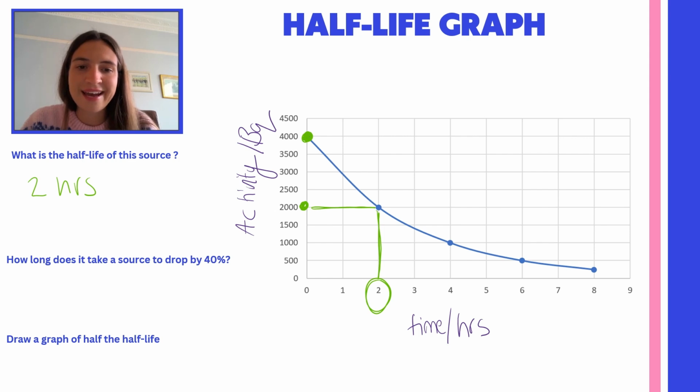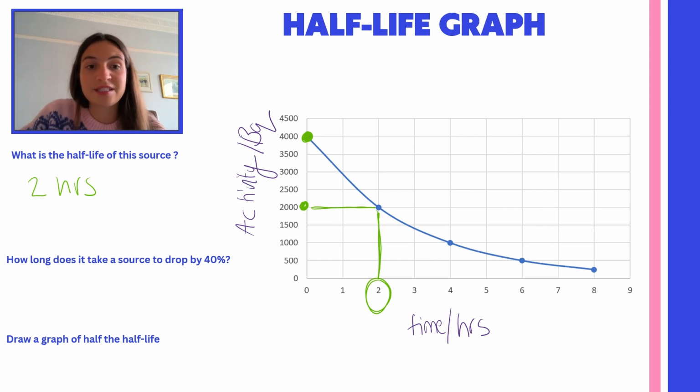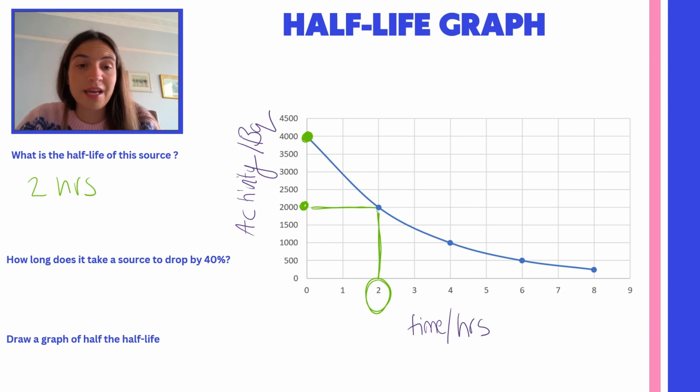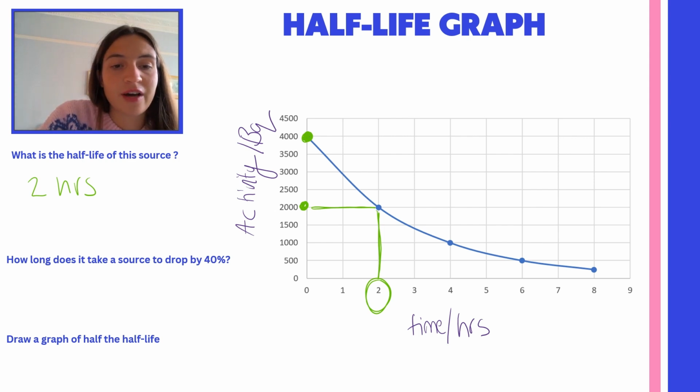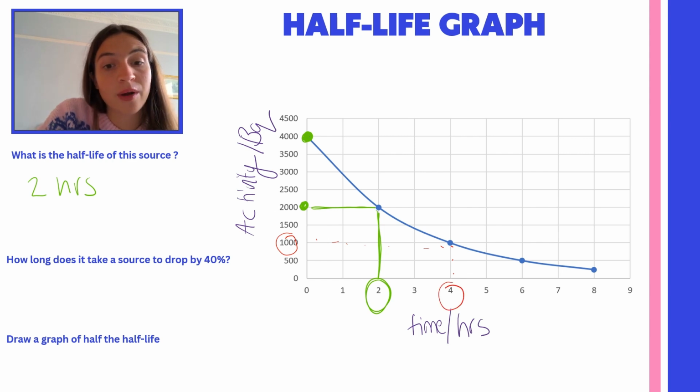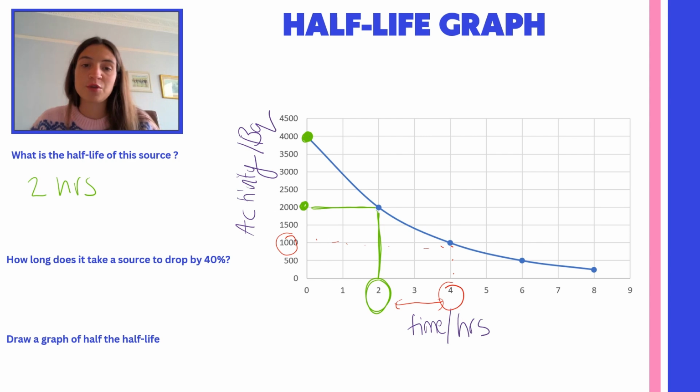Just to be clear, my half-life is 2 hours because the time elapsed between when it was 4,000 and 2,000 was between 0 time and 2 hours. You can do this at any point of your graph, which means if I took my initial point to be this 2,000 at 2 hours, my final point would be 1,000, which, as you can see, if I highlight it here, actually then happens at a time equivalent to 4 hours. But still, the difference between my initial and final time is 2 hours. So that is the half-life of my source.